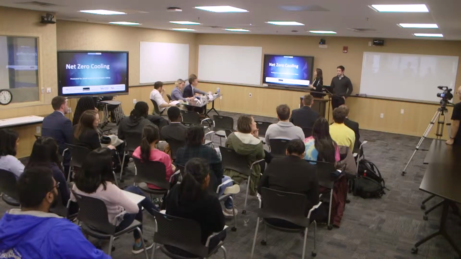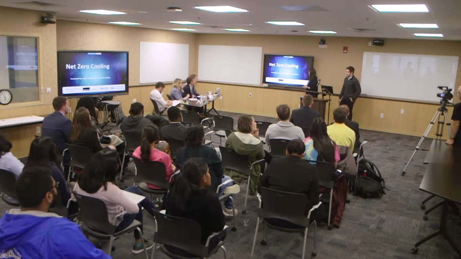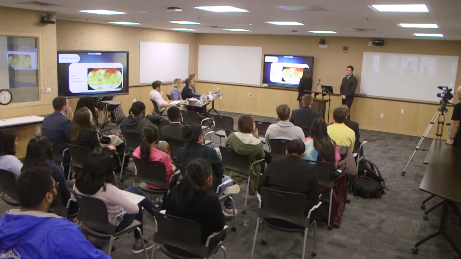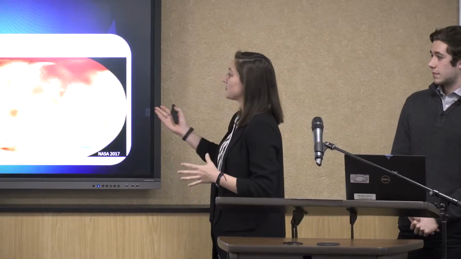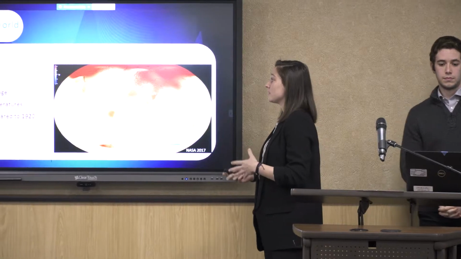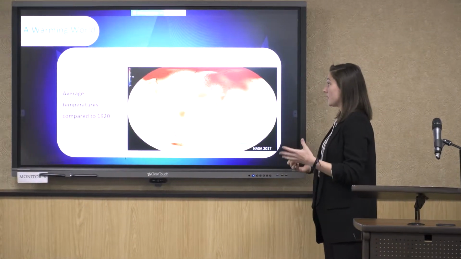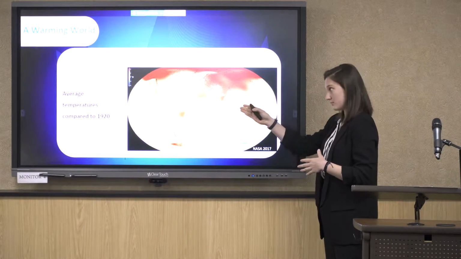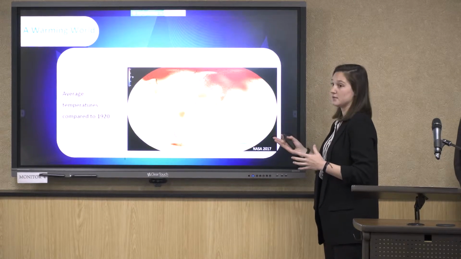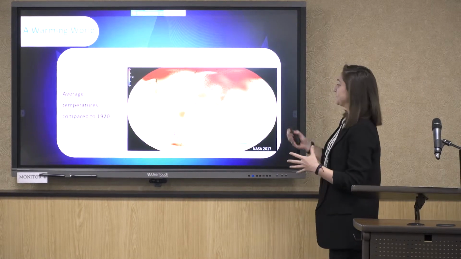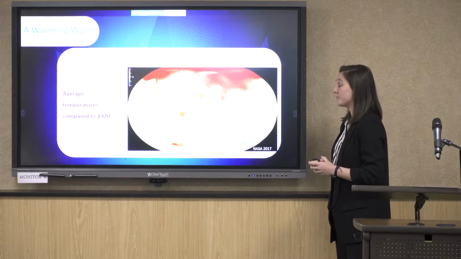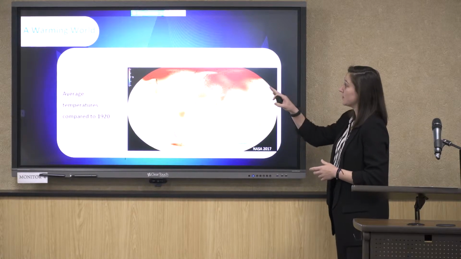So good afternoon, everybody. My name is Arianna, and this is Jacob, and we're going to present our project on net zero today. To give a little bit of background, this picture represents a comparison of the average temperature of the world between 1920 and 2017. It's obvious that there is some global warming. It's more noticeable in the northern areas.